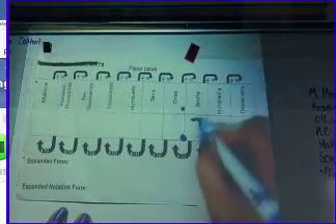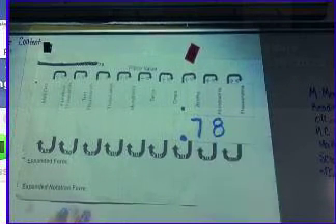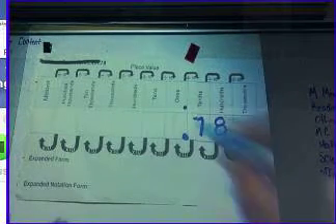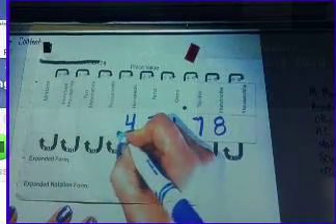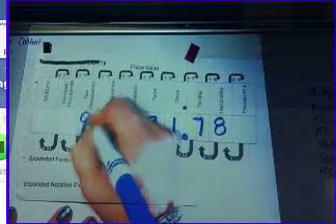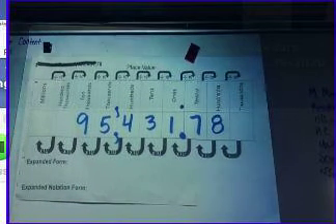In this case, I'm going to put the 7 and the 8 on this side, and then I'm going to work left from the decimal point. 1, 3, 4, comma, 5, 9. Okay, so there is my number.